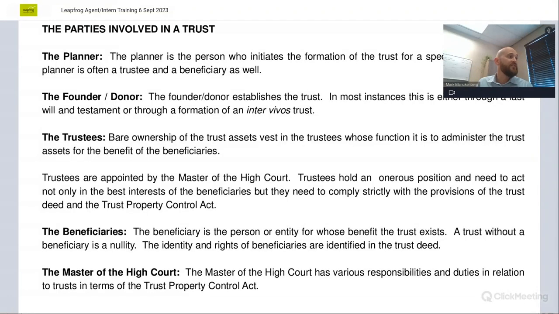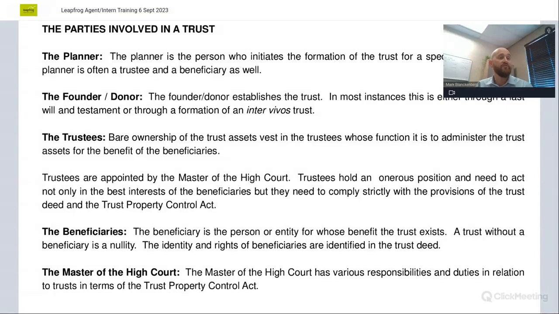Guys, the individuals, the people that you're referred to in a trust, there's a planner. The planner is the person who initiates or starts it. The founder is the person who establishes the trust at the master's office. Then you've got the trustees, which we've spoken about, the beneficiaries, which we've spoken about as well, and then the master of the High Court.